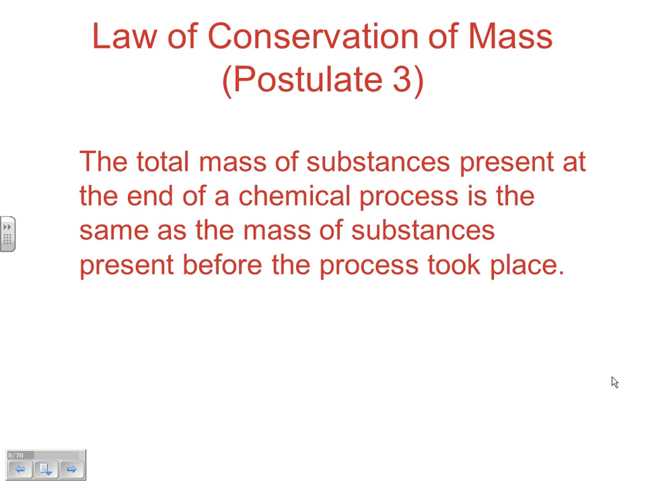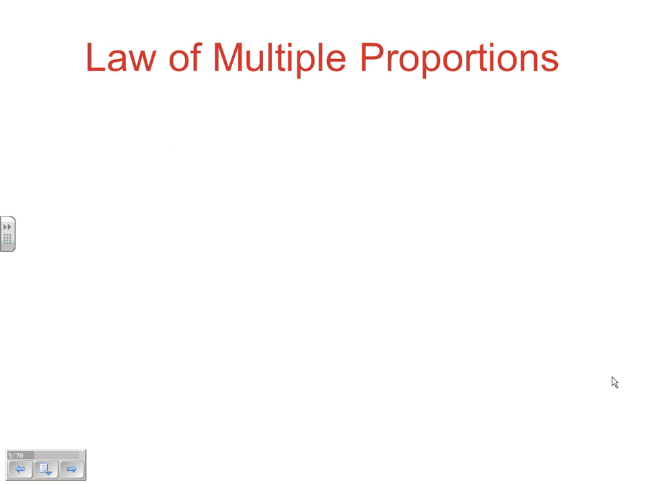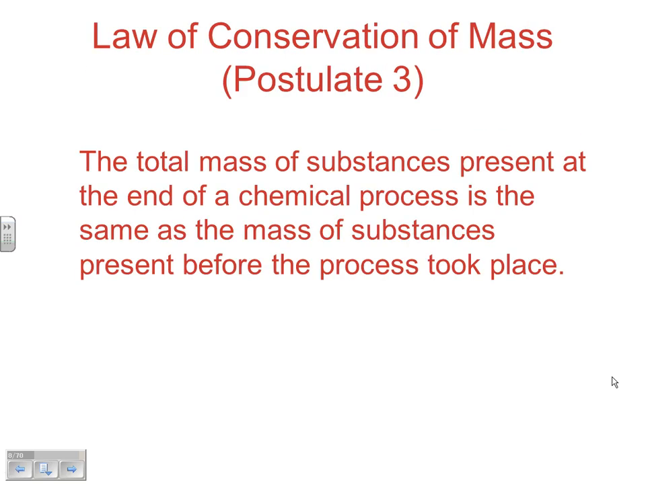Postulate 3, the total mass of a substance present at the end of a chemical process is the same as the mass of the substances before the process took place. That was a very important idea in chemistry because it really got rid of some very screwy ideas dealing with things like spontaneous generation and so forth. Once it could be quantifiably shown that if you didn't let particles escape, what you weighed before is what you weighed afterwards, it really solidified our understanding of particle chemistry and really got rid of a lot of very bizarre theories that were out there.